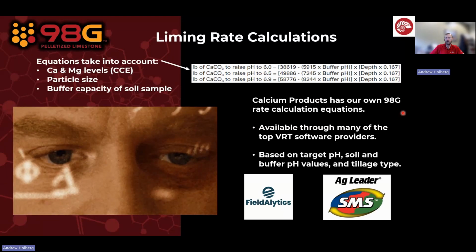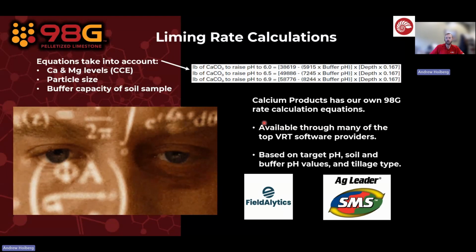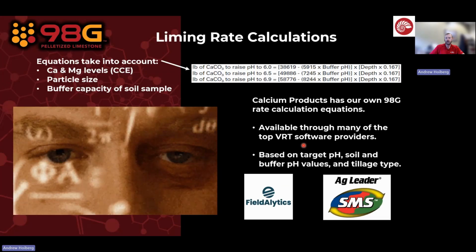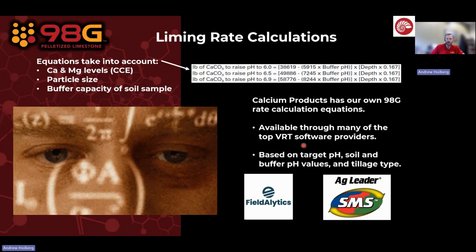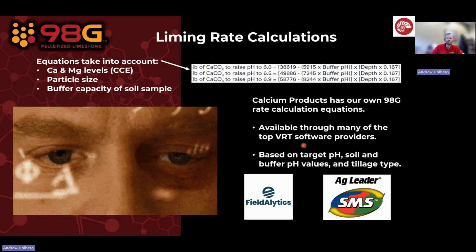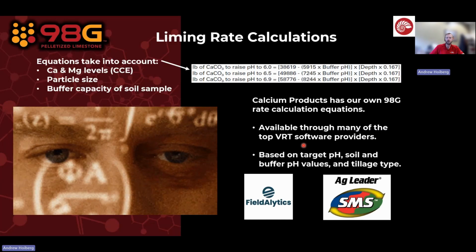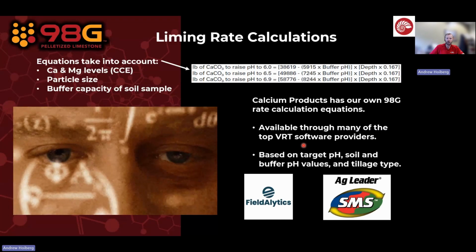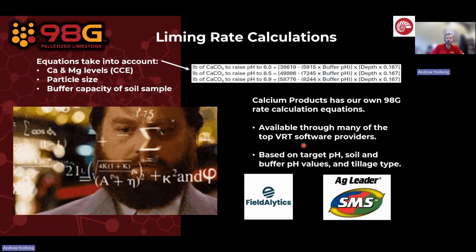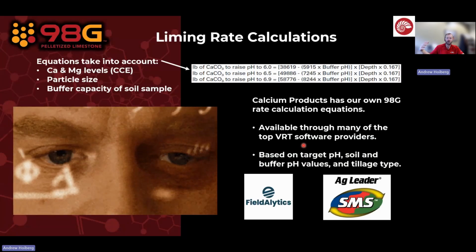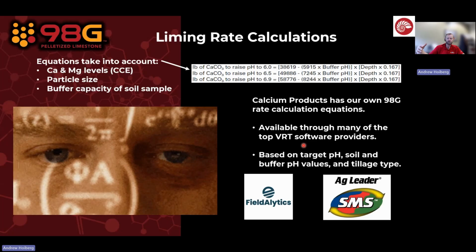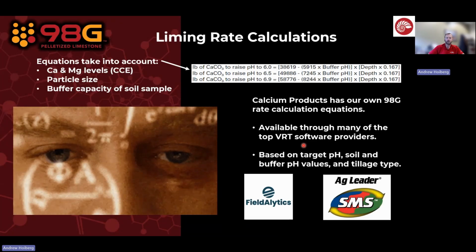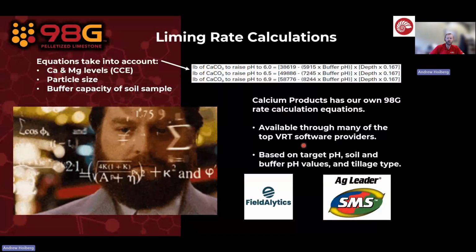We've got our own rate calculation equations that are available through a lot of the top VR software platforms that are out there. So the chances are that we've got those equations available to you. You might not know that they're available to you, but if you don't have those, please feel free to reach out to myself or Glenn or Josh, and we can get you set up with those equations. We also have a rate calculator on our website that you can go to get a quick estimate of what that application rate needs to be.